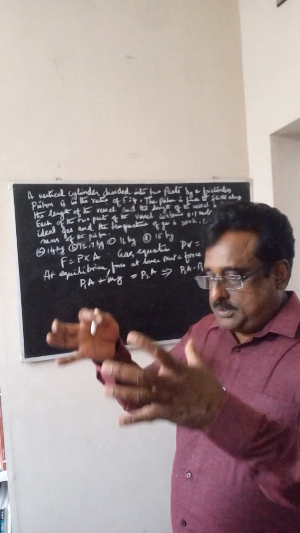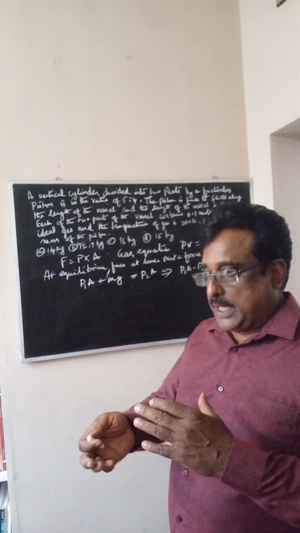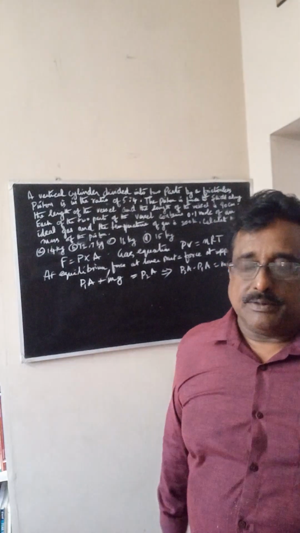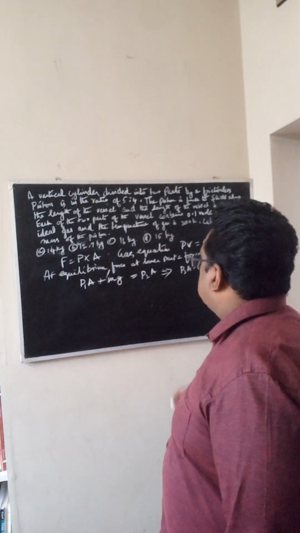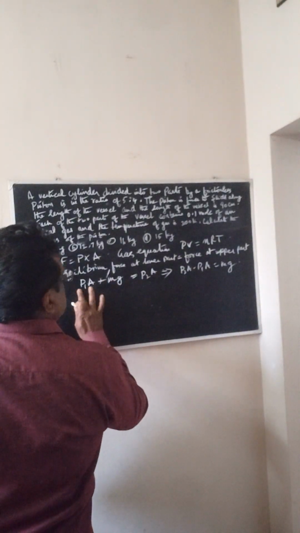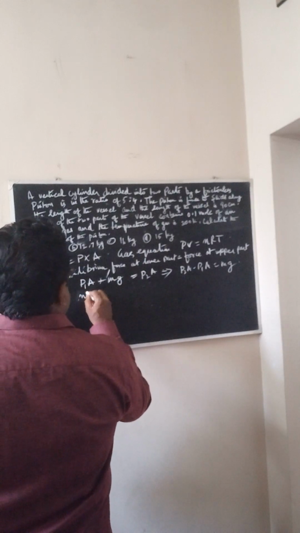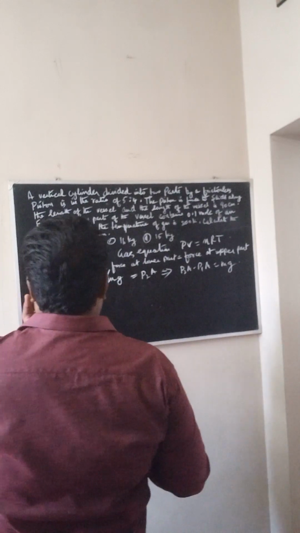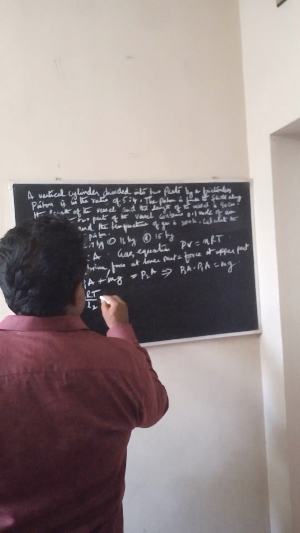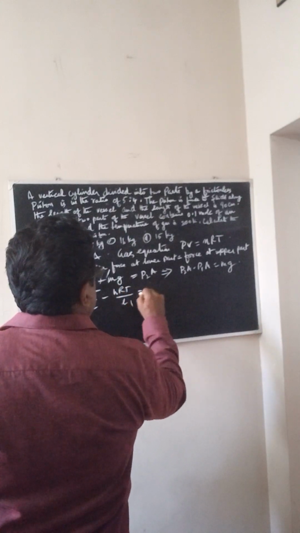It's a cylinder. The volume of the cylinder is pi r square into L. So the piston is moving lengthwise, so only the length is varying. So since the length is varying, I can write for P2 as nRT by L2 minus nRT by L1 is equal to mg.